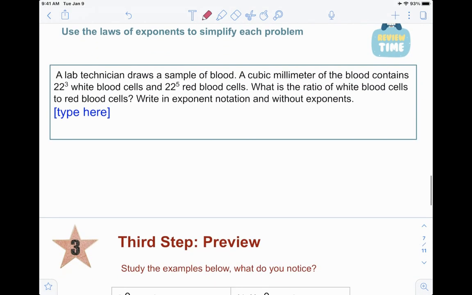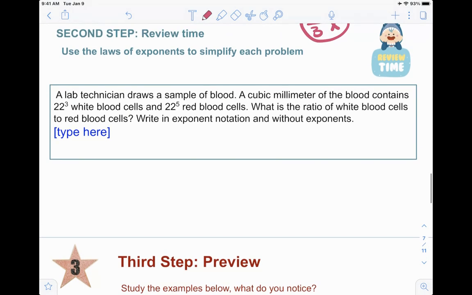So the answer is 2/3 x. So the last problem you'll be completing in review time is a word problem. A lab technician draws a sample of blood. A cubic millimeter of blood contains 22 cubed white blood cells and 22 to the 5th power red blood cells. What is the ratio of white blood cells to red blood cells? Write in exponential form and without exponents.